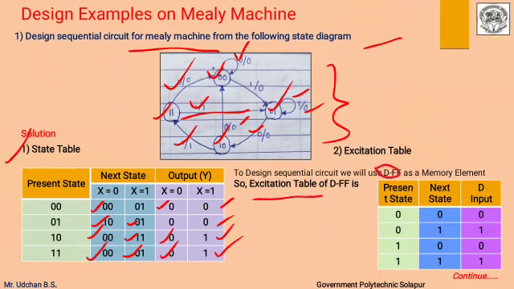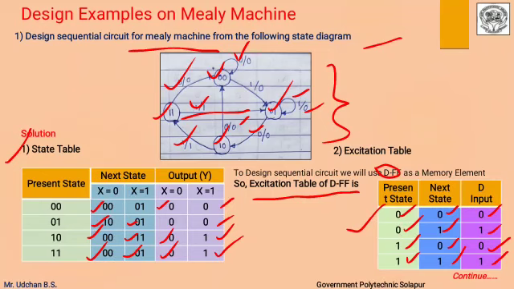For that we require the excitation table of the D flip-flop. This is the excitation table of the D flip-flop. When present state is 0 and next state is 0, then D input is 0. When present state is 0 and next state is 1, then D input is 1. When present state is 1 and next state is 0, D input is 0. When present state is 1 and next state is 1, in that case D input is 1.